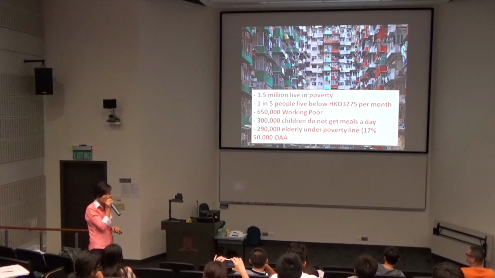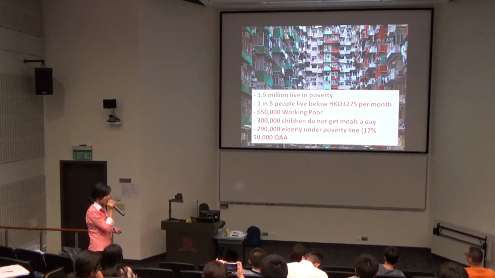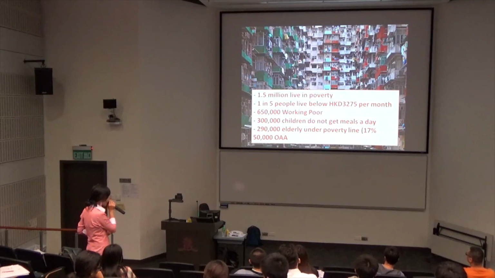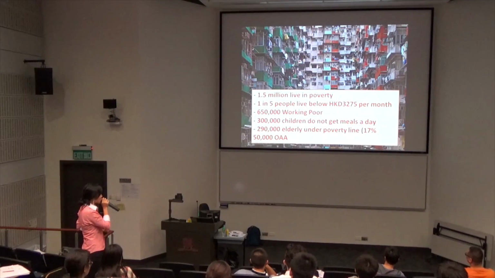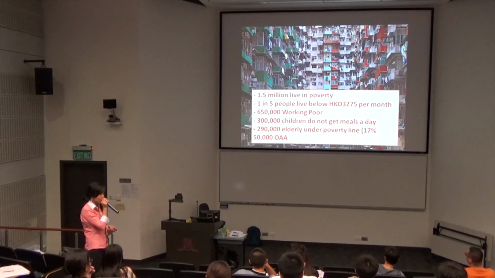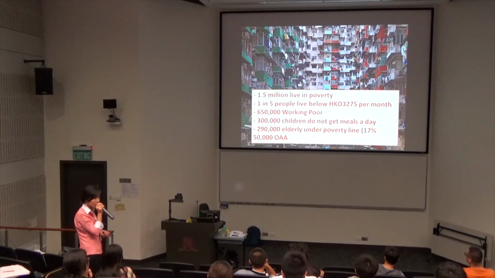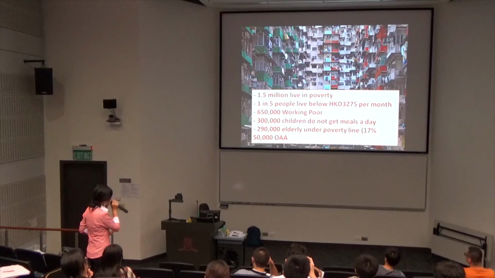So are you in this group? Are you in working poor? Yeah, because a lot of people are in working poor. Maybe I'm one of them. And then how about the children? We got 300,000 children who do not get meals a day. They are maybe to some degree in starvation too. In Hong Kong, in this so bustling and civilized city, we still have some children that actually don't have meals.